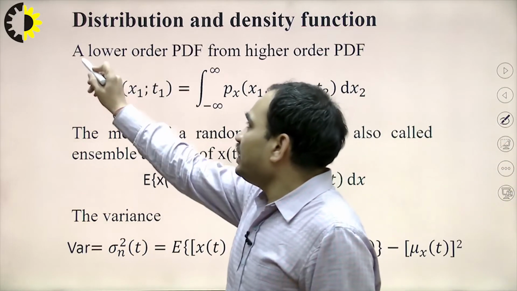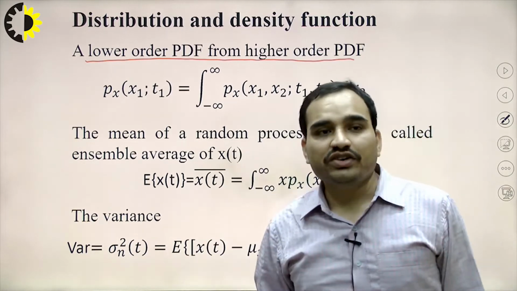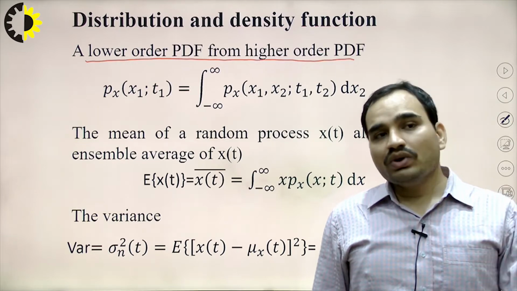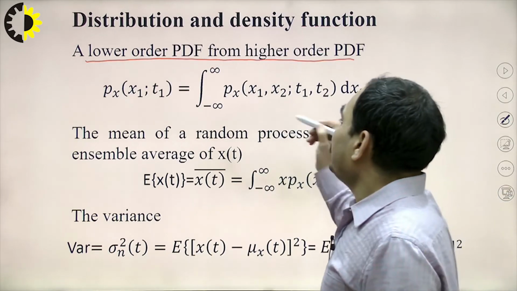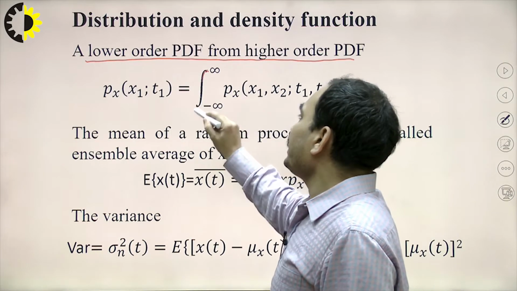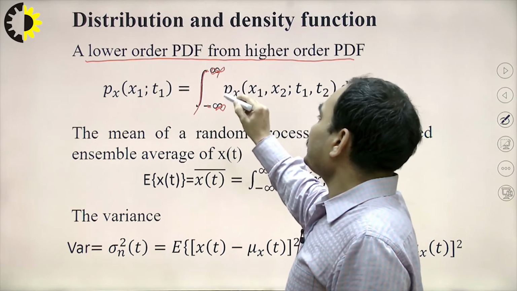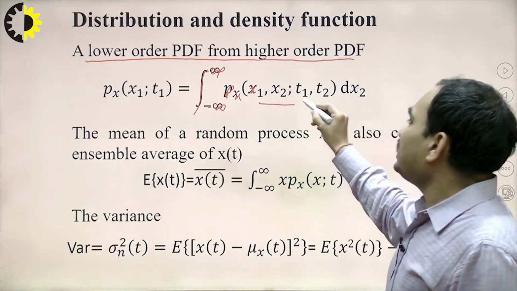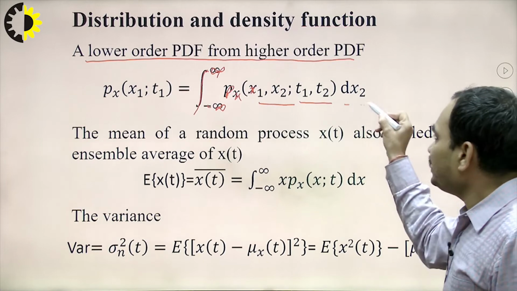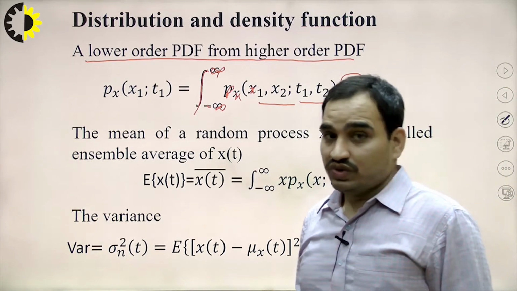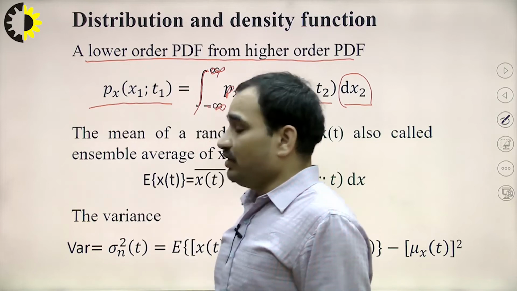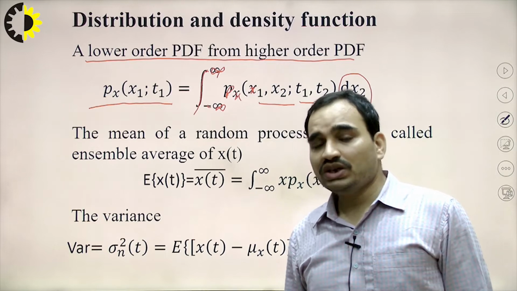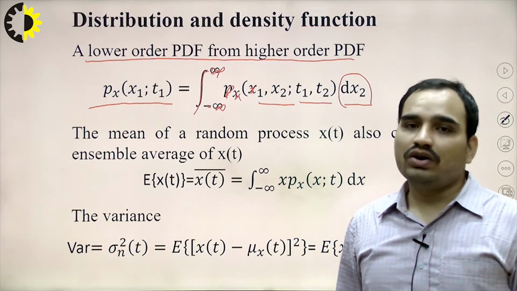So we can find the lower order PDF from a higher order PDF. If we know the higher order PDF, we can find the lower order PDF simply by integrating from minus infinity to infinity p of x for the variables x1 and x2 at the time instants t1, t2, integrating with respect to dx2. So we will get the lower order PDF for the first time instant, that is x1, t1.